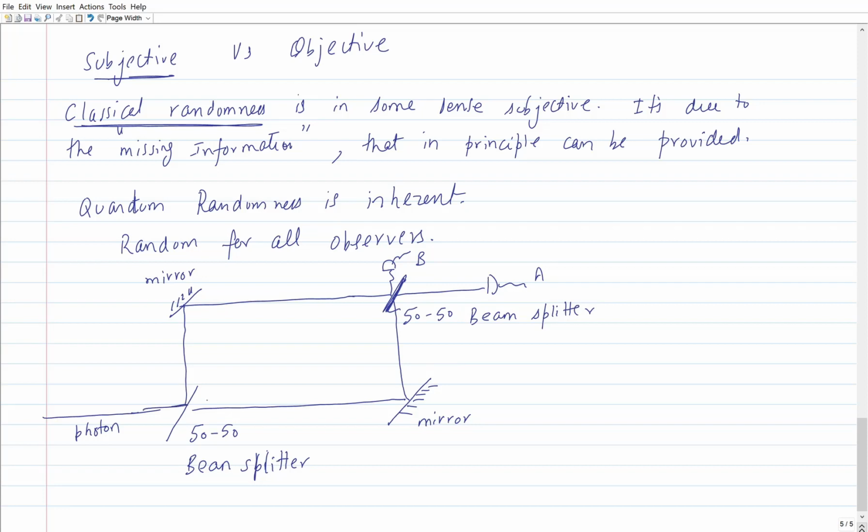So photon comes, either it goes this way, gets reflected, goes to this beam splitter, or it goes this way, gets reflected, goes to this particular beam splitter. Mirrors just completely reflect the photon over here. So this setup, when I have two beam splitters and mirrors, is called a Mach-Zehnder interferometer.